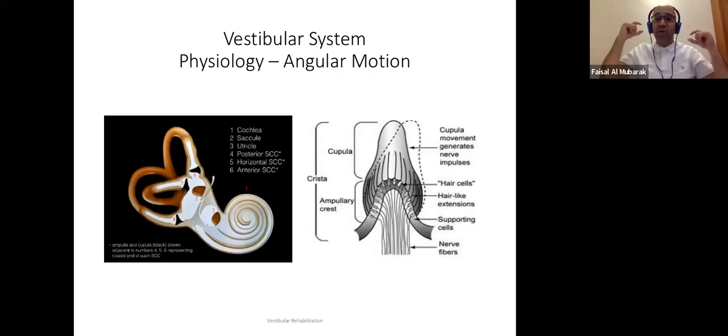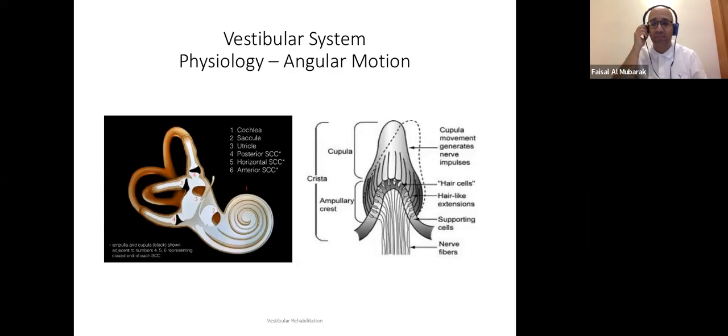طيب, so in one direction, one of the systems will be activated and the other system will be inhibited, and vice versa. Okay, and why is that? It is because the brain needs to know to which side the brain or the head or the body went.